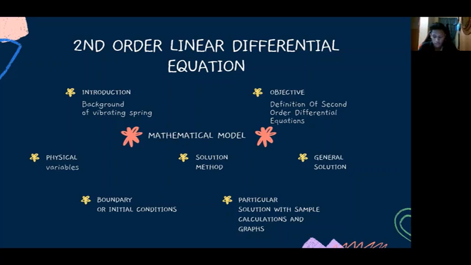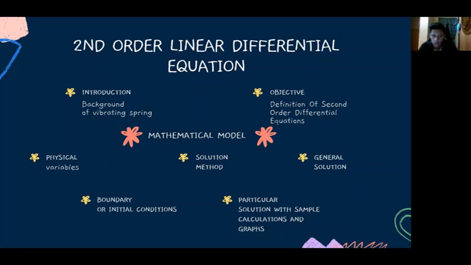Next, objectives. The first objective is to recognize and solve constant coefficient linear second order differential equations. Secondly, to identify research problems where differential equations can be used to model the system. Thirdly, to solve a second order differential equation representing a damper and simple harmonic motion.